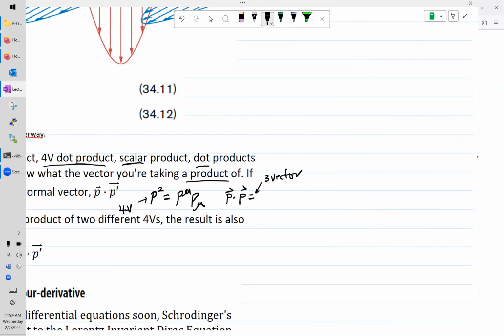This is especially annoying in the textbook, because in the textbook they just write a bold p, and if they do a square here, this means p dot p. Where they have a lighter p, I'm trying to write a lighter p, they actually mean p mu.